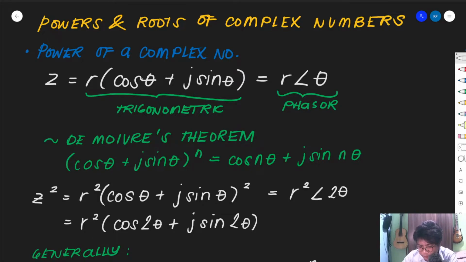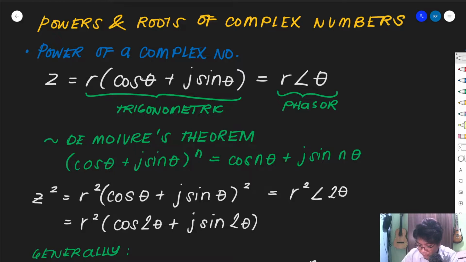So, a little review first. Let's start with the powers of a complex number. We know, of course, that Z is the representation of our complex number, and we know that we have different forms. We have the rectangular and the polar form, and for the polar form, we have two subforms: the trigonometric form and the phasor form.